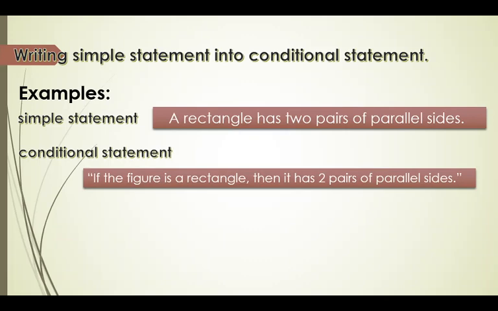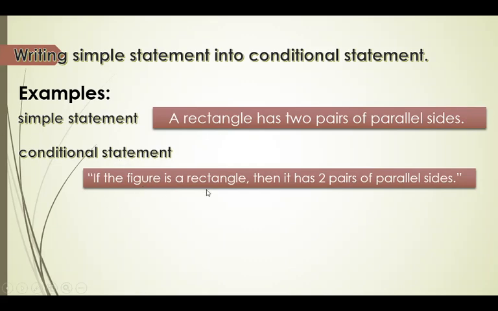Since it is a simple statement, ang pinag-uusapan natin ay yung rectangle, at ano ba ang rectangle? That is a figure. Then, ano yung tumutukoy sa rectangle? It has 2 pairs of parallel sides. So, meaning to say, since we are talking about the rectangle, our hypothesis is if the figure is a rectangle. So, gumamit tayo ng another word that will describe the rectangle, which is, that is a figure. Then, we attach the word if, because that is the hypothesis.